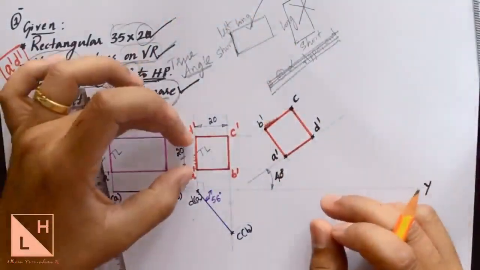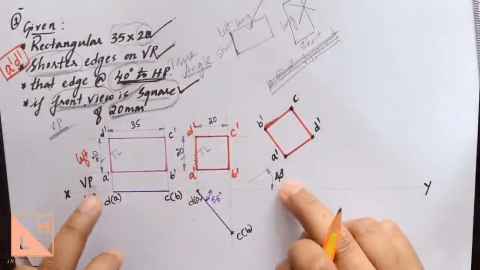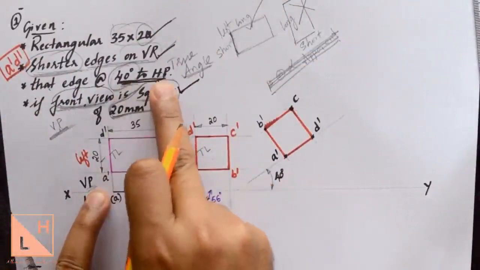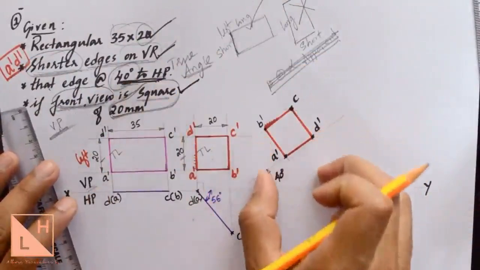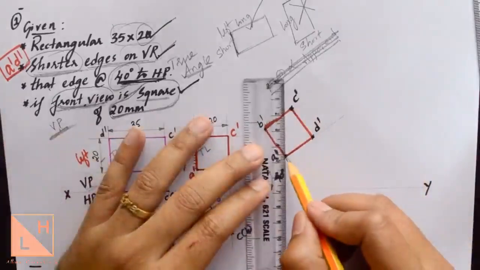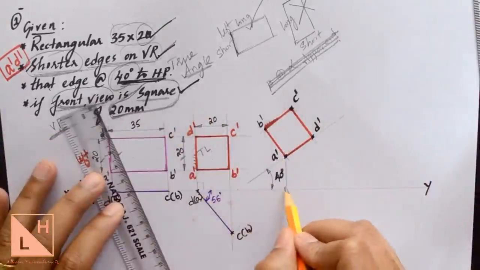So now we have made the shorter edge A dash D dash inclined at 40 degrees with respect to the XY line on VP, because the angle was given with respect to HP. Now to get the final position, you draw projection lines from all the 4 points. Join a projection line from A dash till it connects to point A.